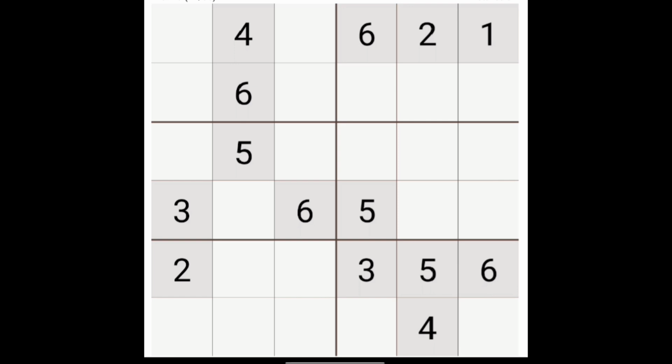Let us go for this last box, corner box. So in this, the numbers are 3, 5, 4, 3, 5, 6, 4. Only 1 and 2 are missing. So in this box, 1 cannot come as 1 is in the top column, at the top of the column. So here number 2 will come. And in this box, number 1 will come. Let us complete this fourth column.